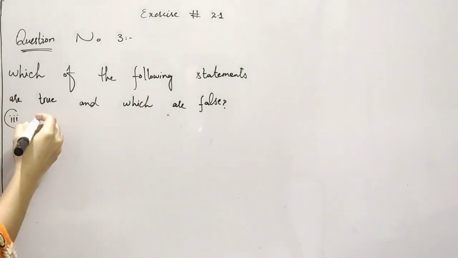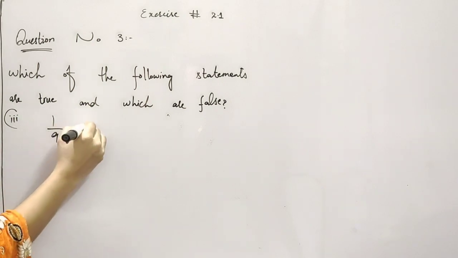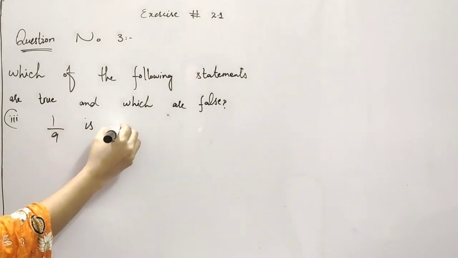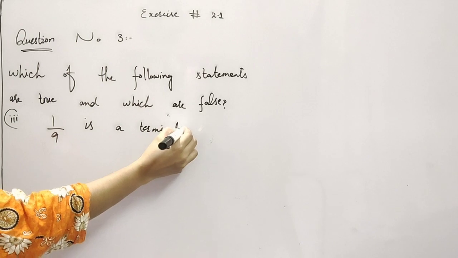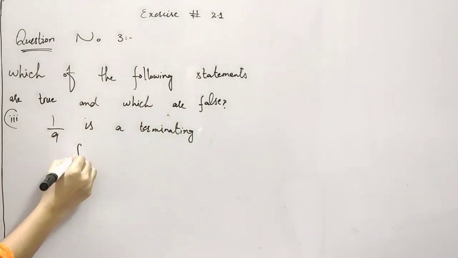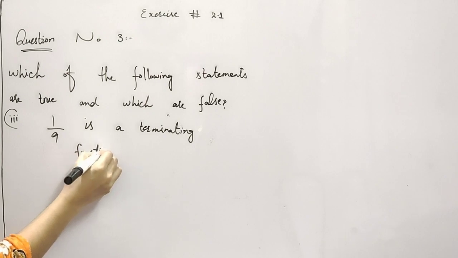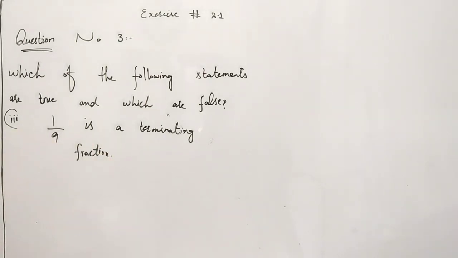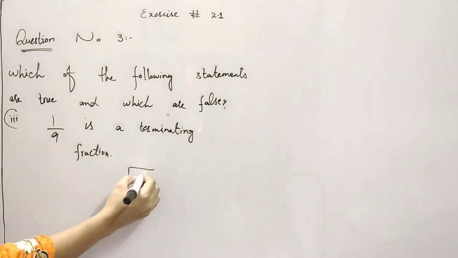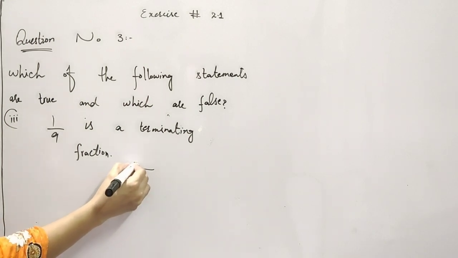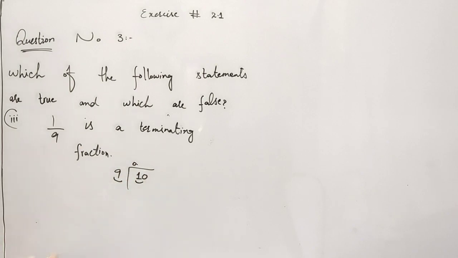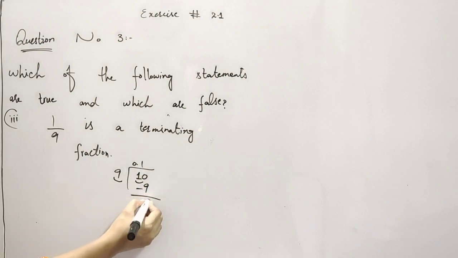The third part is 1 by 9 is a terminating fraction. Okay, 1 by 9 is a terminating fraction. We can check. Put 1 under the division and 9 outside the division. 1 is less than 9, so put 0 point, and here comes 0. 9 ones are 9. 10 minus 9 is 1.